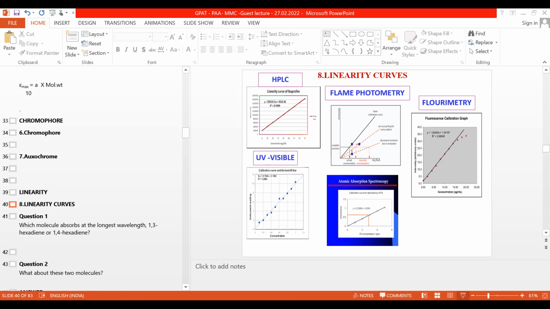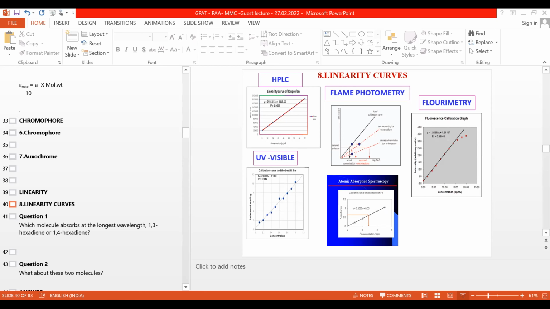We need 2 parameters to plot a graph, x-axis and y-axis. X-axis is a known parameter and y-axis is an unknown parameter. The unknown parameters only vary with the different techniques, but the x-axis, which is a known parameter, is going to be concentration. So as a student, you should know how to plot a linearity curve. So x-axis is concentration and y-axis is the response. Linearity is a very important analytical method validation parameter, which you even have in your GPAT syllabus, like precision, accuracy, specificity, sensitivity, LOD, LOQ. Like that, linearity plays an important role.